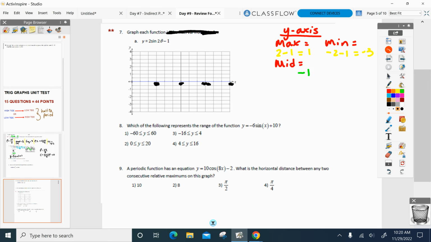It's your C value. I don't have to do anything to find the midline. It's the C value. Those are already on there, so you're all set. If not, you're going to have to put them on there tomorrow.